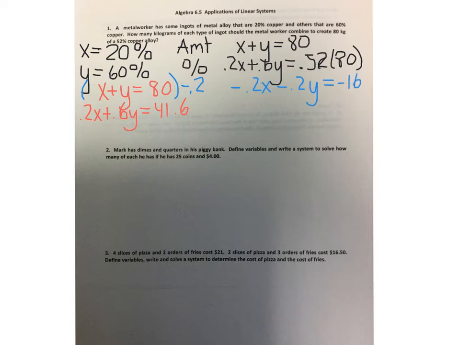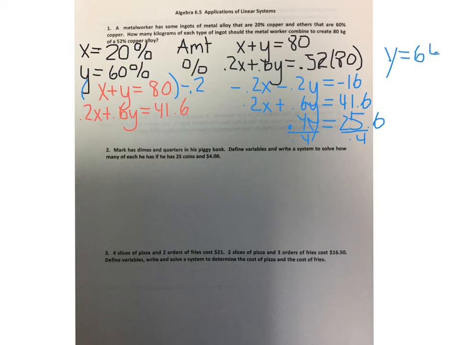Bottom row, again, I didn't multiply by anything, so it's going to stay the same. And so then I can add straight down. So if I do this, my x's cancel out. I'm left with 0.4y is equal to 25.6. We can divide, so I'm going to end up with y is equal to 64.